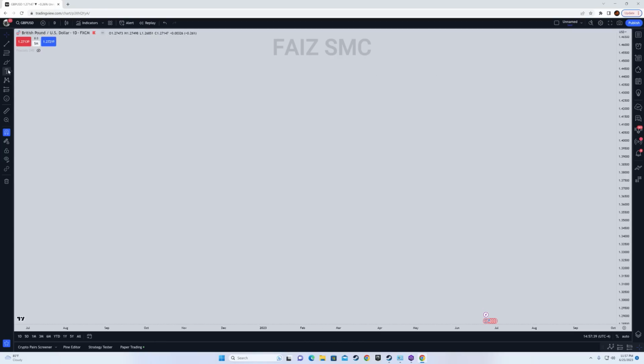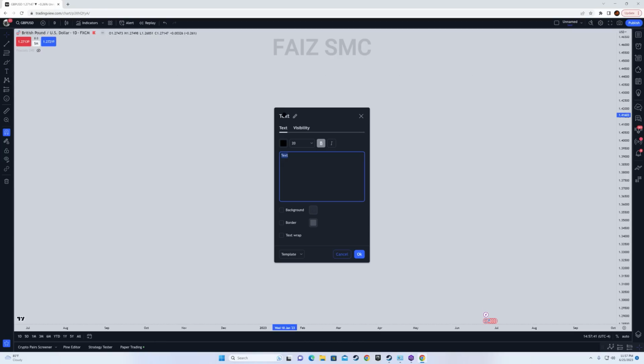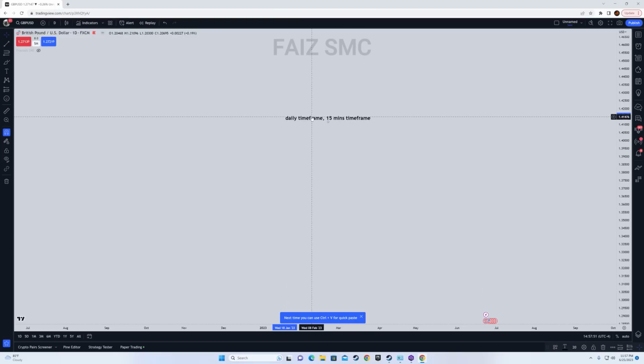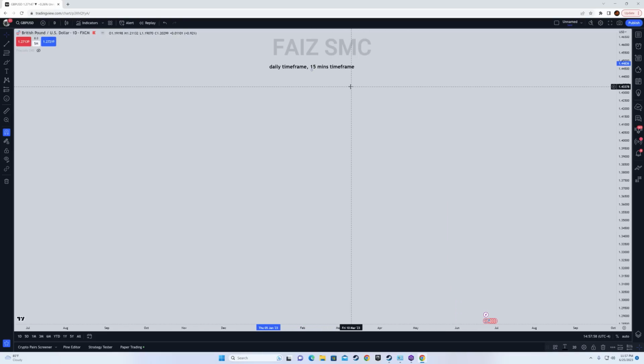So we are going to use two time frames for this strategy. We're going to use the daily time frame and the 15-minute time frame. Okay, so we are going to frame our trade on the daily time frame, and we're going to take and execute our trade on the 15 minutes time frame. So here are the rules.